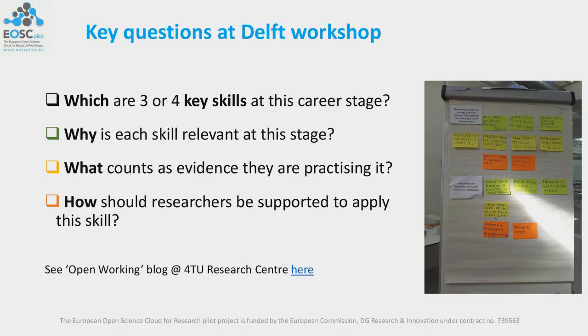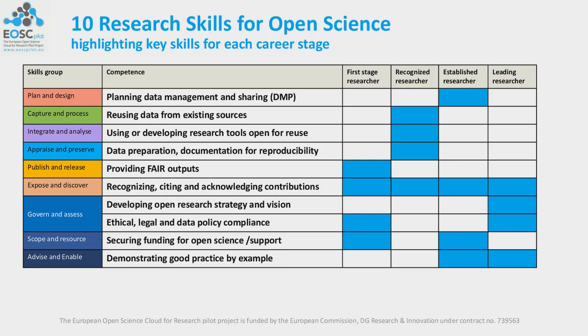During the workshop, 3 to 4 key skills per career stage were identified. In the breakout groups, the following topics were discussed per key skill: the relevance of this skill for the career stage, what the evidence of practice of this skill is, and how researchers should be supported to apply this skill. This has led to the following overview of key skills per career stage. As mentioned before, only the key competences were discussed, and blanks in the table can be filled in after further discussion.